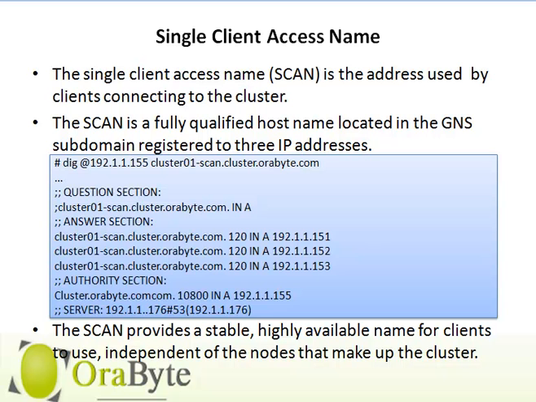The second most critical component in 11gR2 is the single client access name. The single client access name, SCAN, is the address used by clients connecting to the clusterware. The SCAN is a fully qualified host name located in the GNS subdomain registered to the 3 IP addresses.